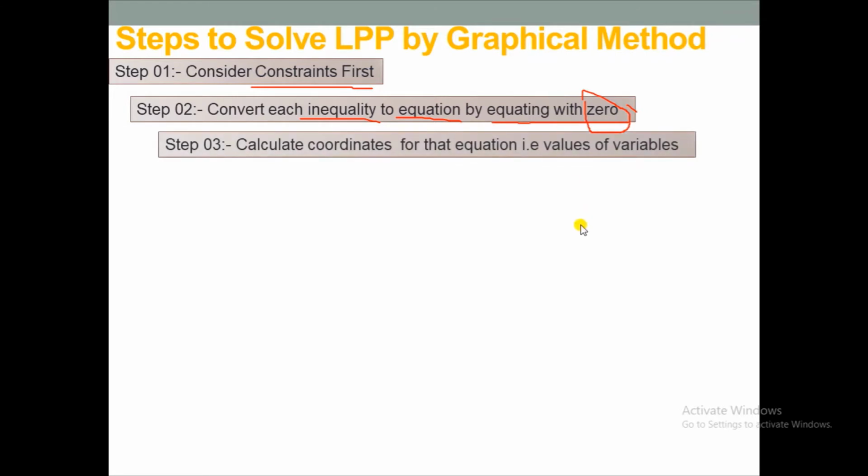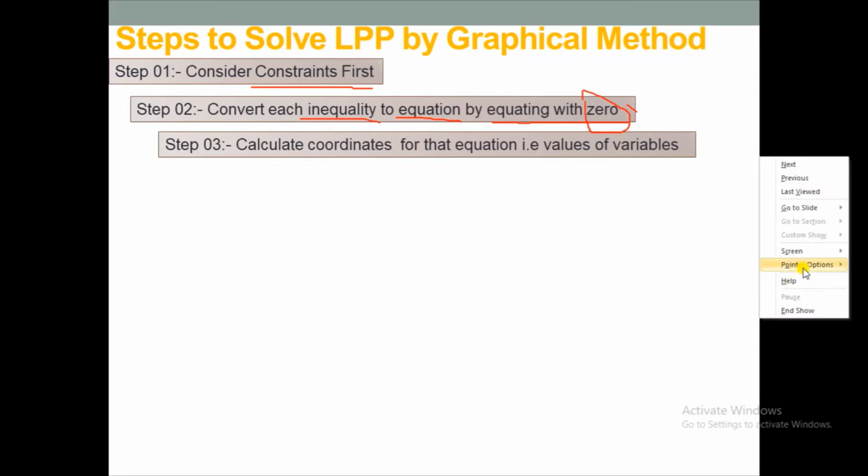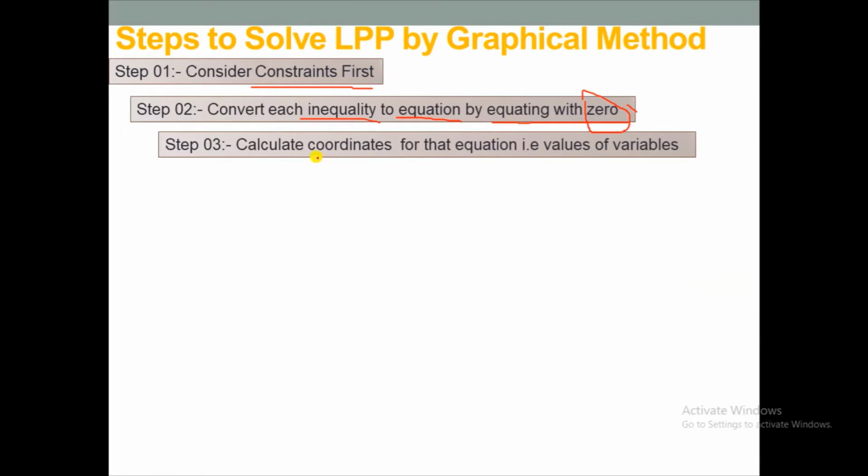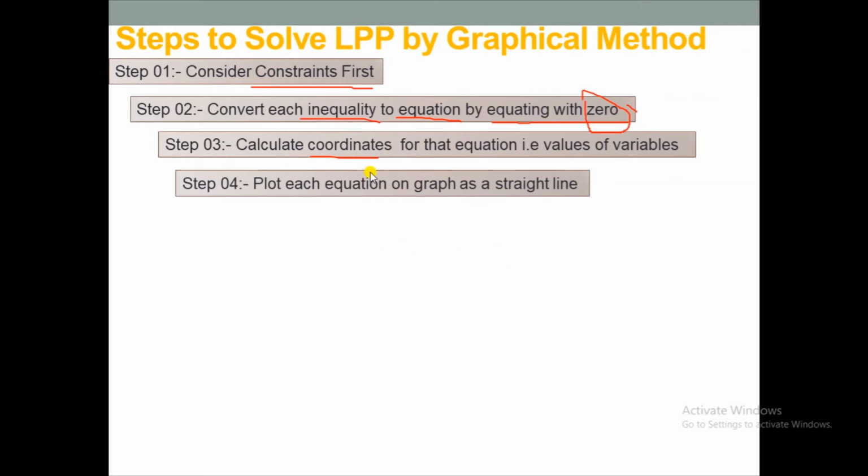The third step is to calculate the coordinates for those equations. Now that we have converted the constraints into equations, we go for the calculation of coordinates. One by one we take each inequality, convert it into an equation by equating with zero, and for that equation we calculate the coordinates. Coordinates are nothing but the values of the variables. Whenever we equate the equation with zero, we immediately get the values for the coordinates. Keep in mind, we get the coordinates only for the constraints and not for the objective function.